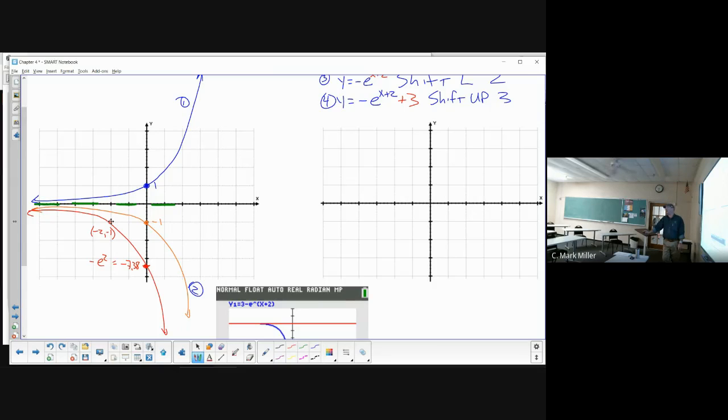Everything goes up 3. The asymptote goes up 3. So let's start there. The asymptote goes up to 3. This point here goes up 3. So that's going to be right there. That's the point -2, 2.